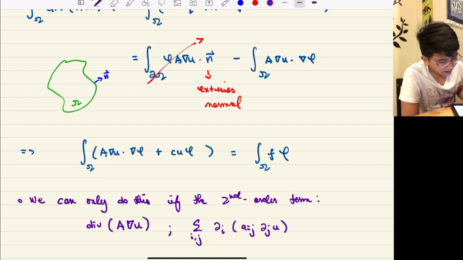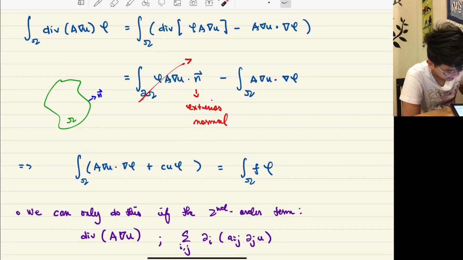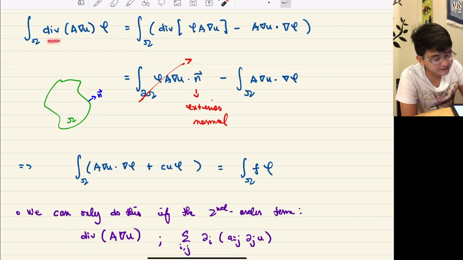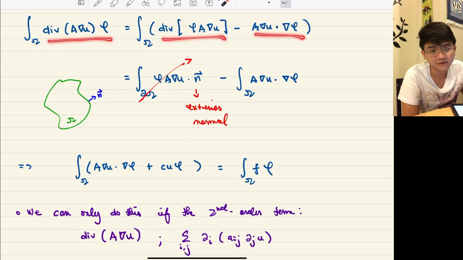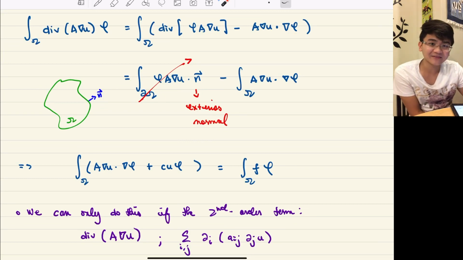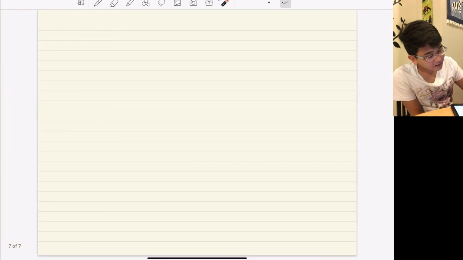Okay, and the reason that I'm pointing this out is that this is very crucial, because the fact that the second order term is of this form allowed us to use the formula of writing this in terms of this and that. That is the step that passes on the derivative to the test function. Okay? Now, not all PDEs can be written in that form.